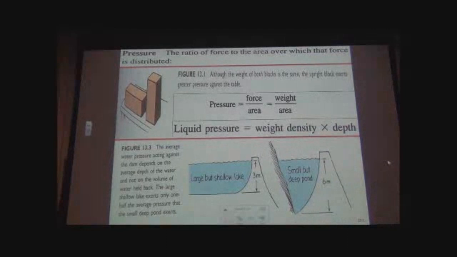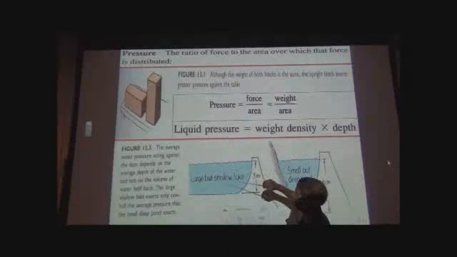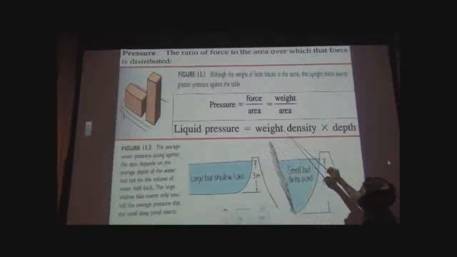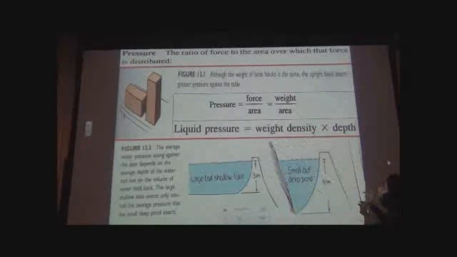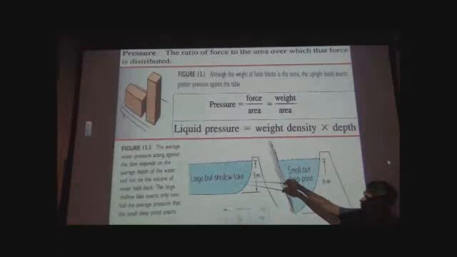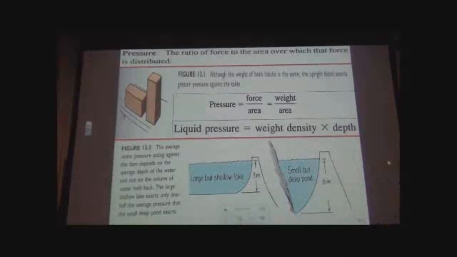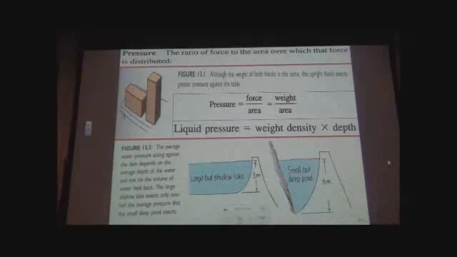So liquid pressure, which is the pressure due to the liquid above us, if you were to go and swim at the bottom of this lake, will be the weight density of the liquid multiplied by the depth. So instead of weight, now it becomes the weight density multiplied by the depth from here to the surface of the lake. So in an example like this, let's say that you've got a very small pond, not a lot of water, but it's pretty deep. You've got a really huge lake, but it's shallow. Which of these needs a stronger dam to hold the water in?